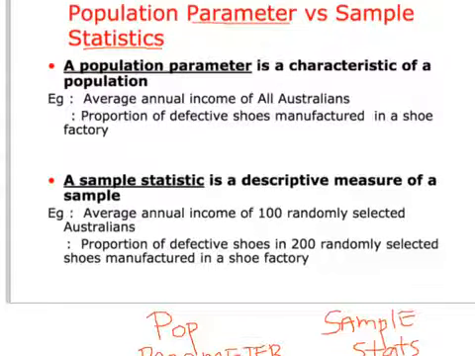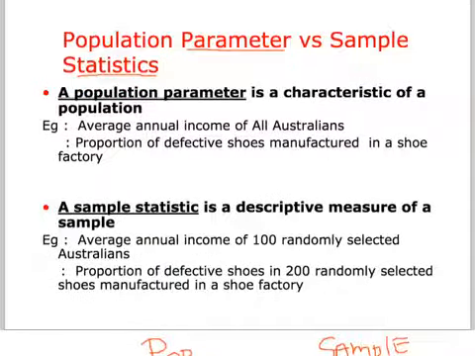So let's go back to our examples here. Can you help me out here? Average annual income of all Australians. So what are we talking about here? We are talking about mu. Okay. The proportion of defective shoes out of all the shoes manufactured in a shoe factory. That's a P. Alright?